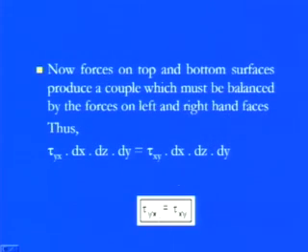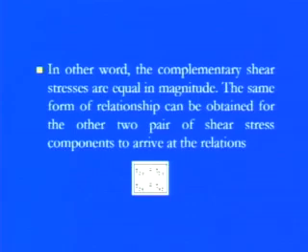Again, the moments are 0 and the forces are 0, so we can conclude that tau yx is exactly equal to tau xy. This is one of the symmetric conditions that we discussed in the previous case: if all the moments and all the forces are 0, we can say that tau yx equals tau xy, or we can prove it this way also. In other words, the complementary shear stresses are equal in magnitude, and similarly the relationship can be obtained for the other two pairs of shear stresses in the two different domains: tau zy equals tau yz, and tau zx equals tau xz.